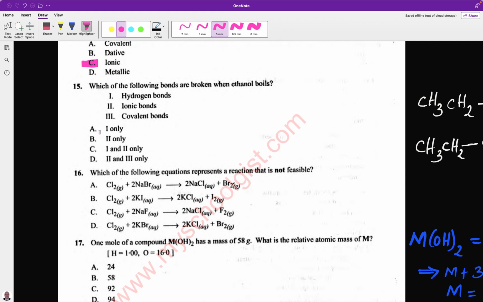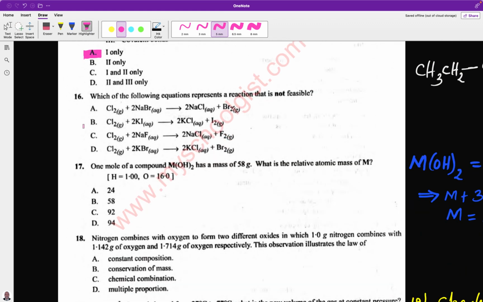So A, one only. Our answer is A, because we talked of hydrogen bonds. So question number 15 is A. Only hydrogen bonds are there. So now let's go to question number 16. Which of the following equations represent a reaction that is not feasible? A reaction that is not feasible. A reaction that does not take place.